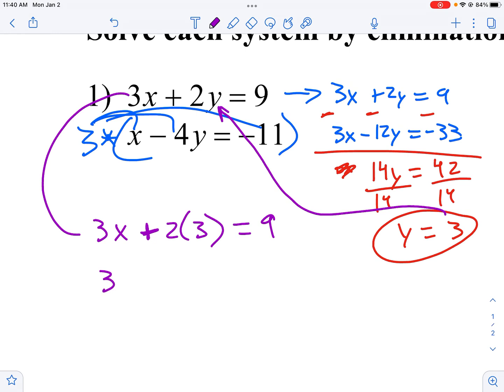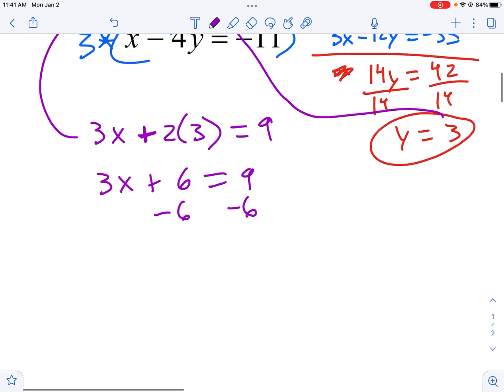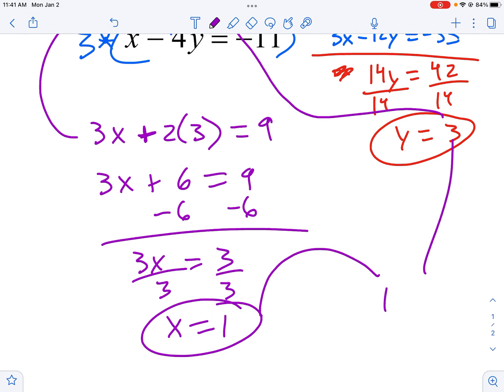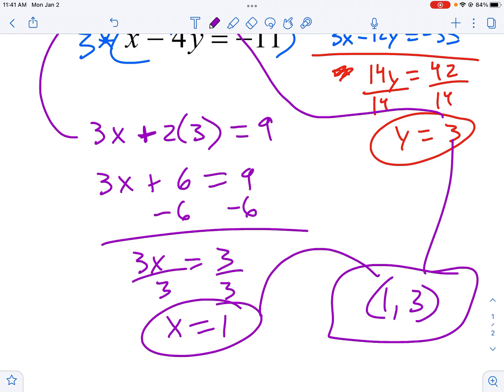And we're going to simplify. So we got 3x plus 6 equals 9. And do a little bit of solving here. Subtract the 6. Now we got 3x equals 3. And divide it all by 3. Divide by 3. And we got x is 1. Hooray! We got x is 1. We got y is 3. We put them together. You get 1, 3. And voila, you got the point. You got a solution to the system.